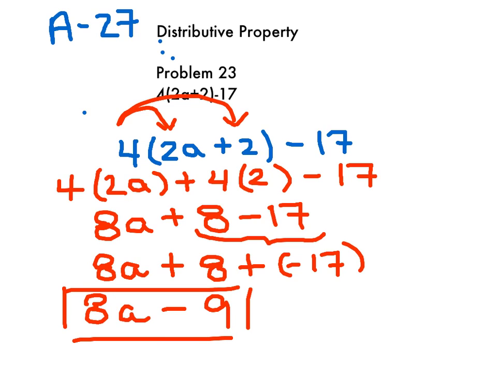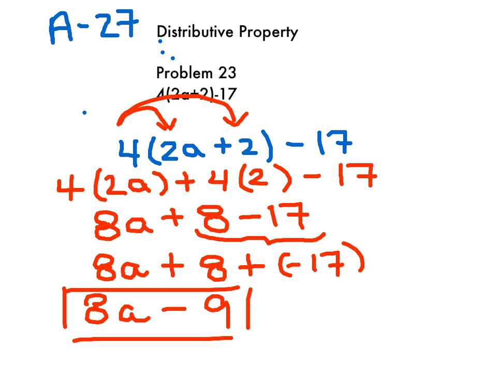All right, so the first question I'm going to ask you is, why didn't this negative 17 or this minus 17 get multiplied by the 4? And the answer is because it isn't inside of the parentheses, so it doesn't get multiplied by the 4.